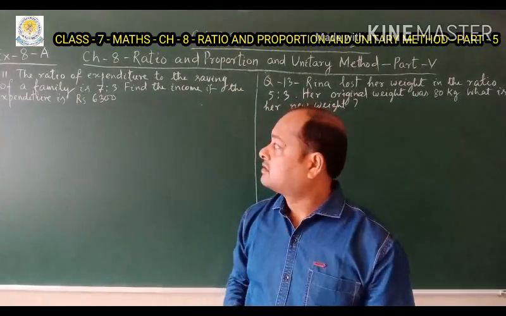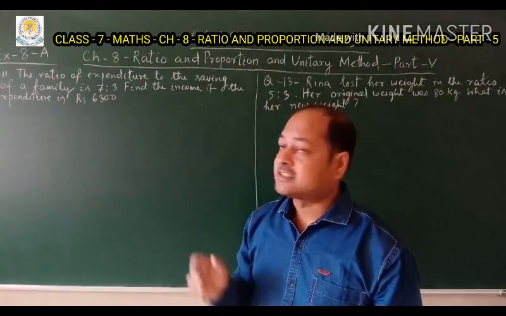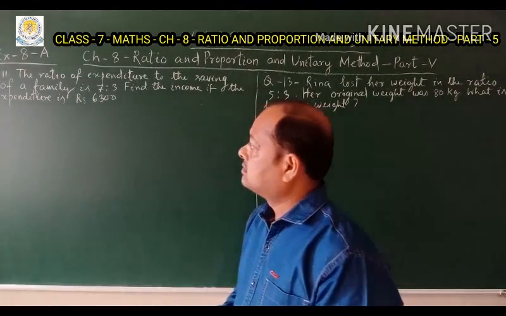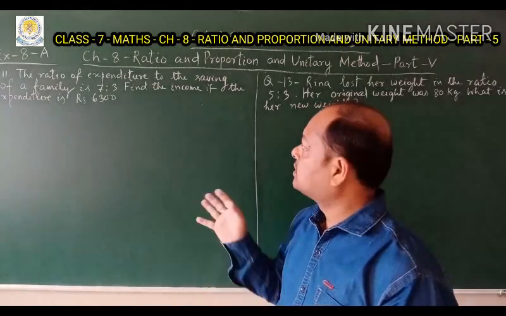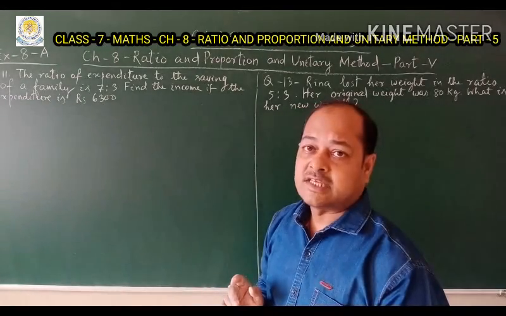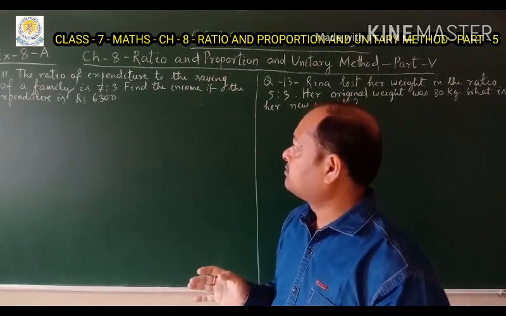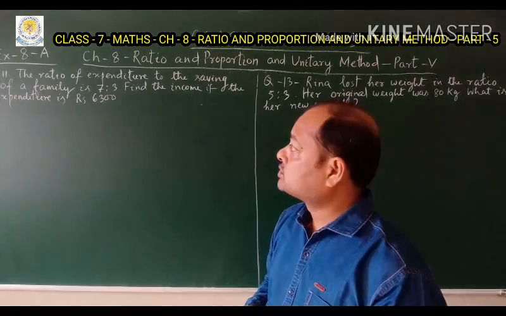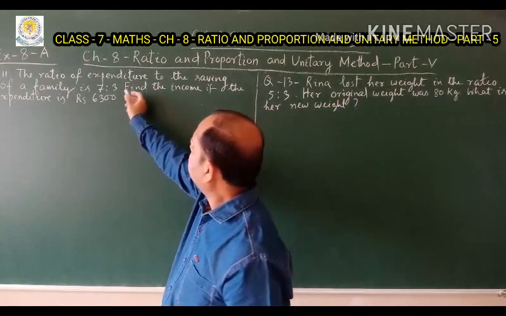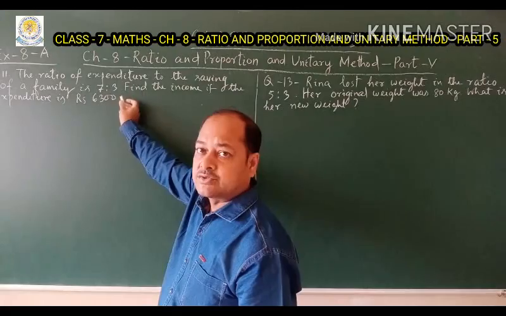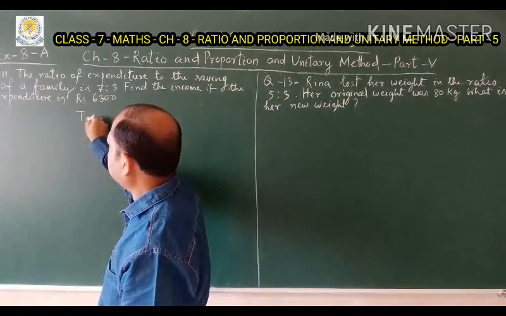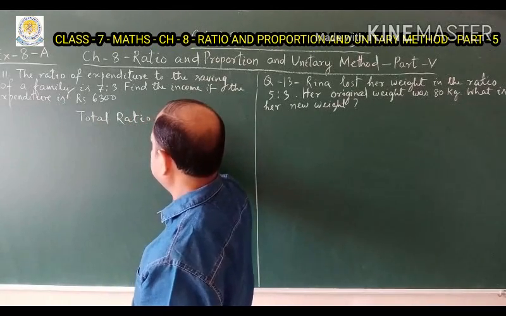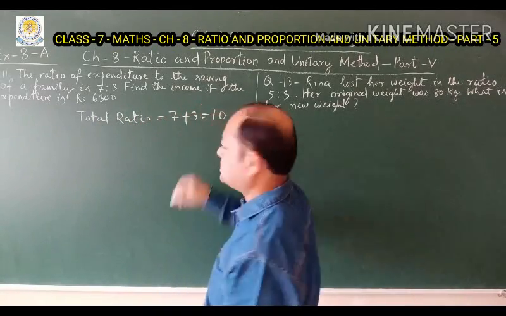Now look at question number 11 from the same exercise, that is 8a. Question number 11 says that the ratio of expenditure to the saving of a family is 7:3. Find the income if the expenditure is given, that is 6,300. So here the ratio of expenditure to the saving is 7:3. So what is the total ratio? Total ratio equal to 7 plus 3, that is 10.